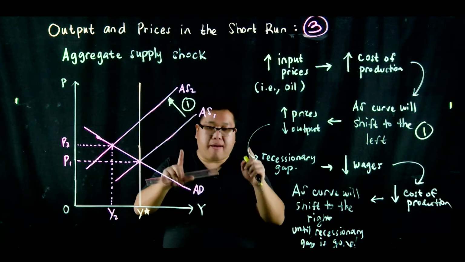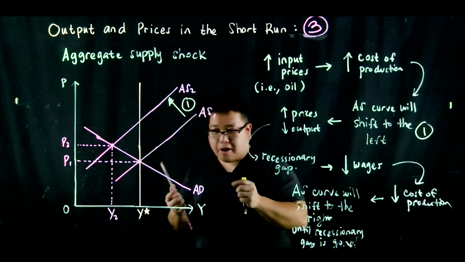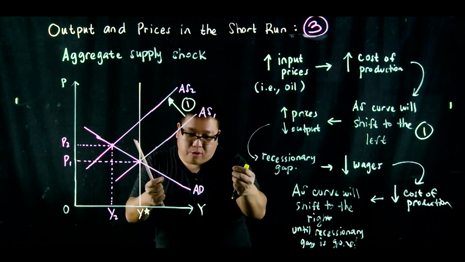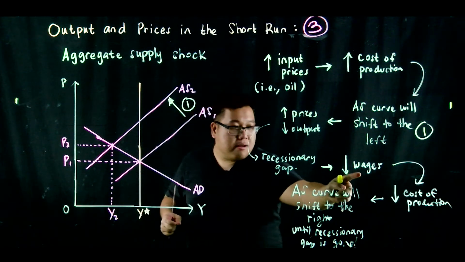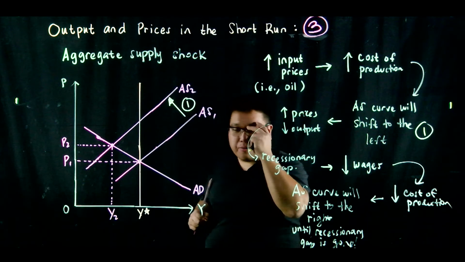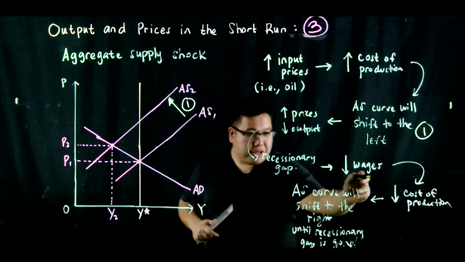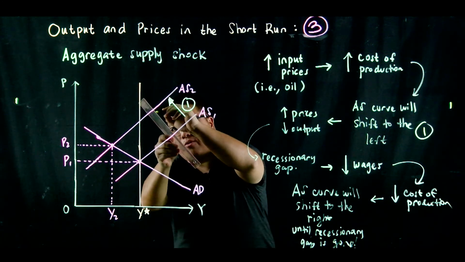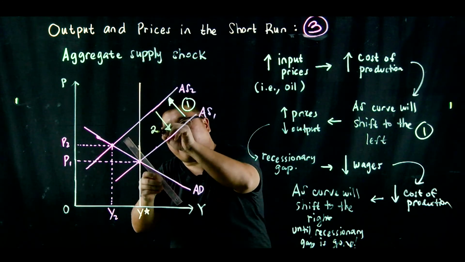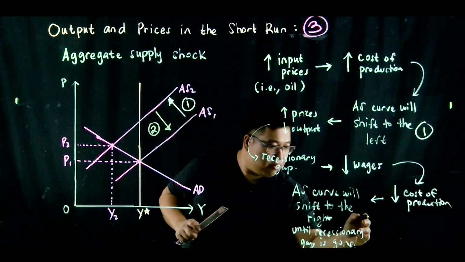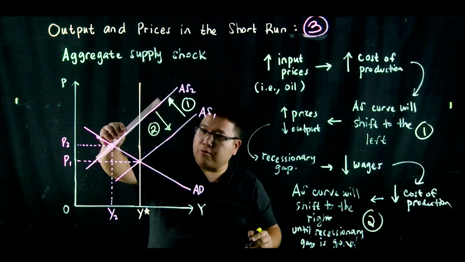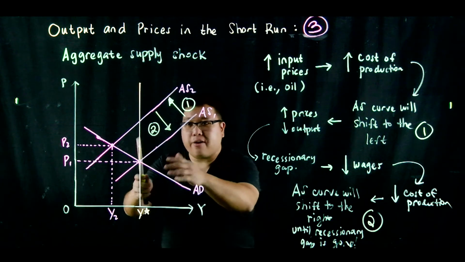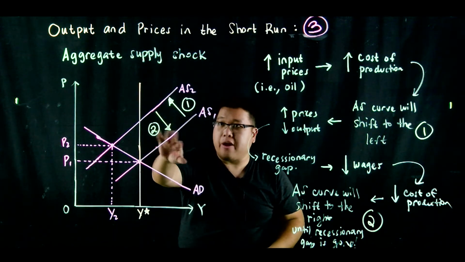With the recessionary gap, we have resources or inputs in the economy that are not being used fully. Workers, for example: when there are more workers looking for jobs than demand, what happens in the labor market is that wages fall. Cost of production decreases, and your AS curve will shift to the right. So it will shift again to the right, and I will call this number 2 right here, until this recessionary gap is gone.